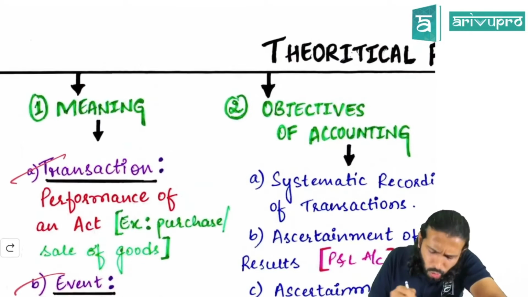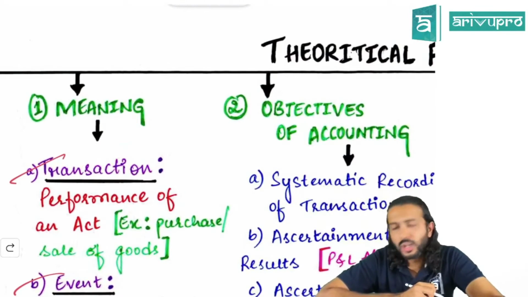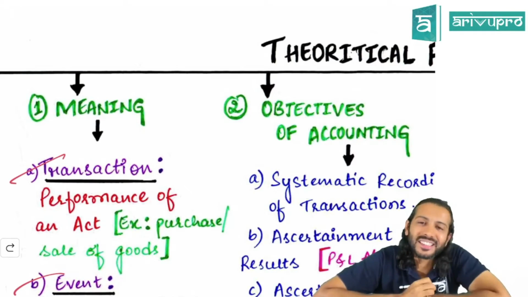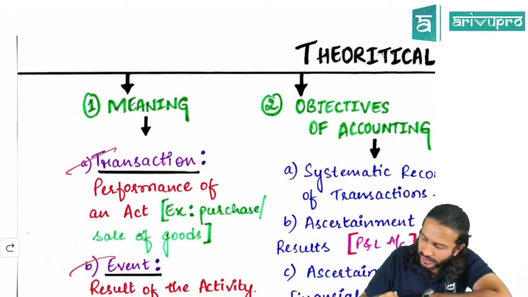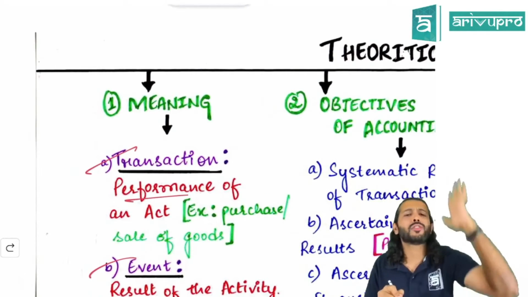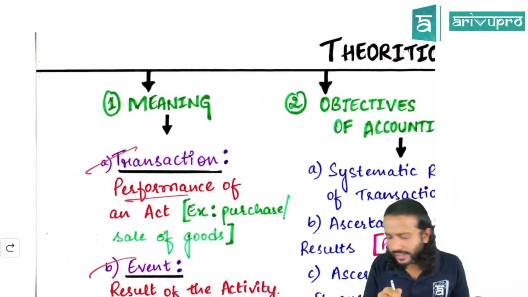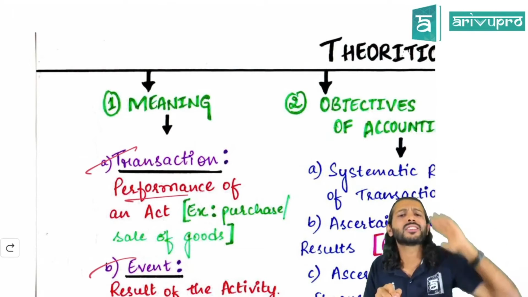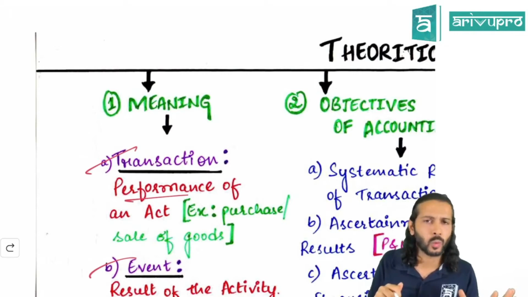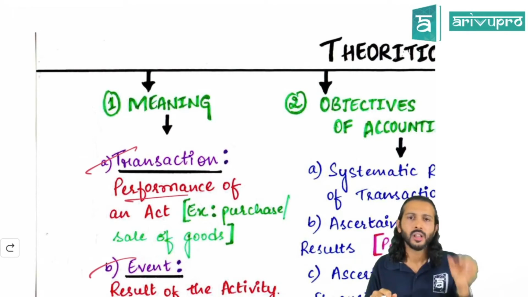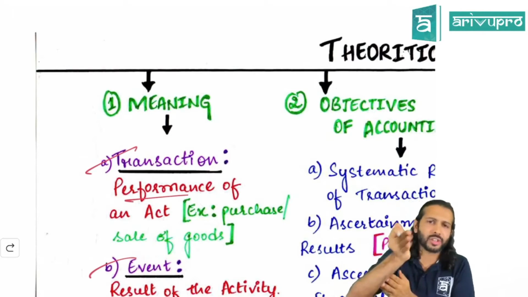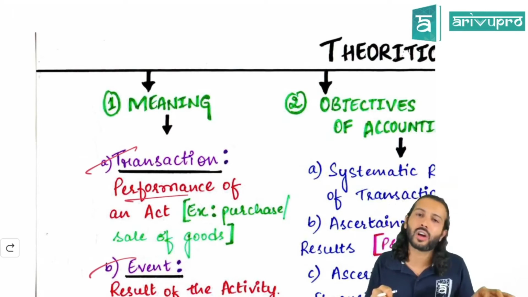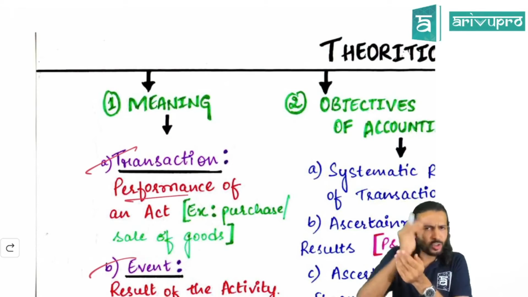That means we need to know what is a transaction. Everybody correct? Don't look at the screen there. What do we mean by transaction? Transaction means performance of an act. If you do any activity, we call it a transaction. Only if there is an activity is there a need to account. Otherwise, it is not required. Do we understand this? In accounts, we only record transactions. Transaction means an activity, a performance of an act, and only transactions we record.